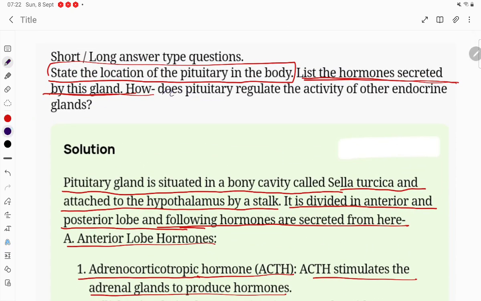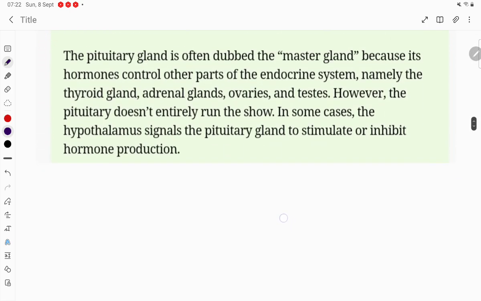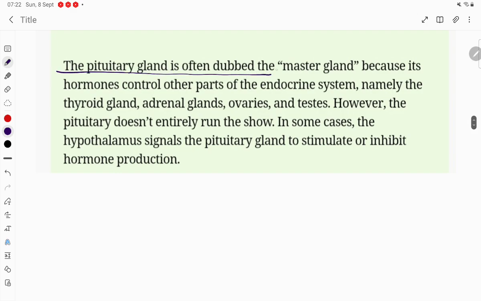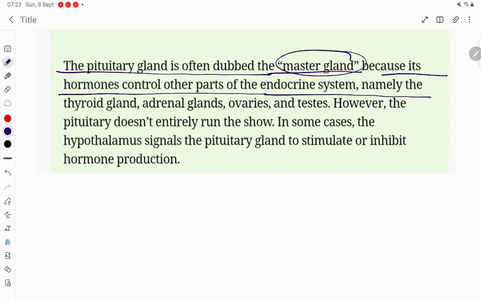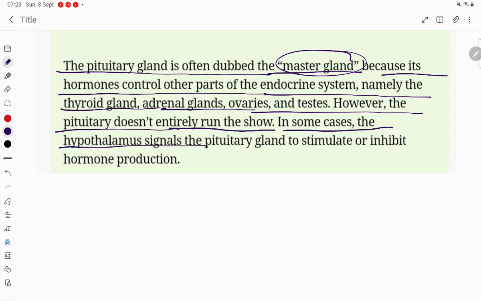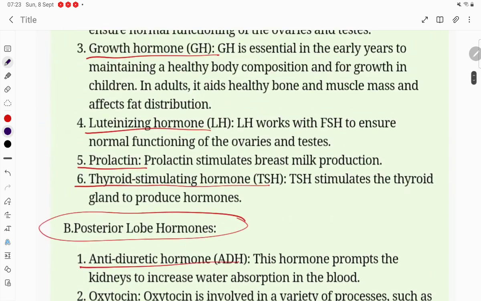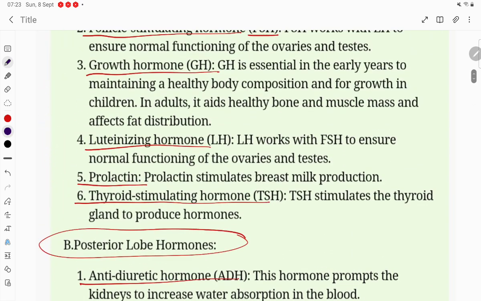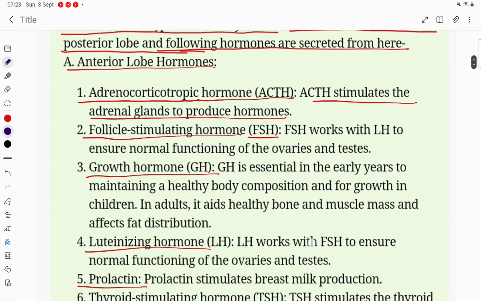The other question: how does the pituitary regulate the activity of other endocrine glands? Here you see the pituitary gland is often dubbed the master gland. It is known as the master gland because its hormones control other parts of the endocrine system, namely the thyroid gland, adrenal gland, ovaries, testes. However, the pituitary doesn't entirely run the show. In some cases, the hypothalamus signals the pituitary gland to stimulate or inhibit hormone production. So it is also known as the master gland because it is controlling the other endocrine glands, student.